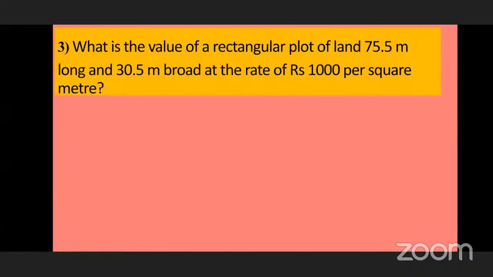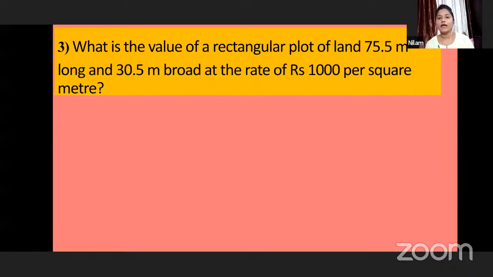Let us see another example. Let us see the next question which is given in the practice set. What is the value of a rectangular plot of land 75.5 meter long and 30.5 meter broad at the rate of rupees 1000 per square meter?